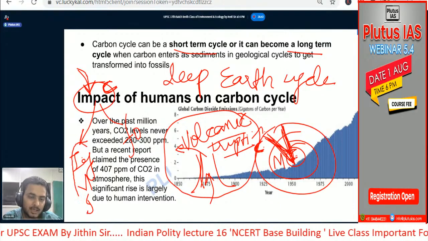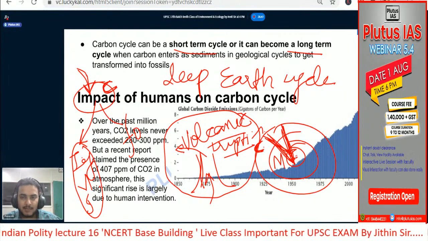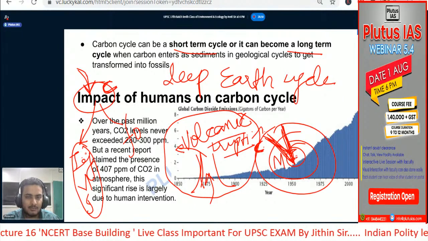In rock form, they are usually found as carbonates, like calcium carbonate. You might have heard calcium carbonate. Okay, marble.